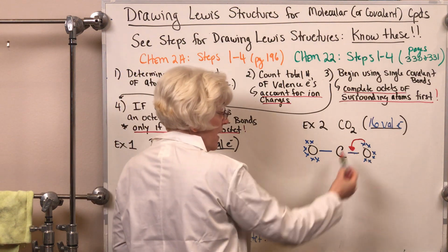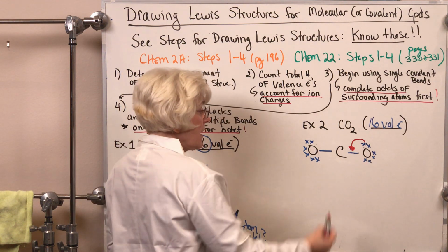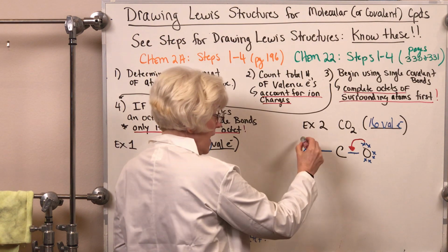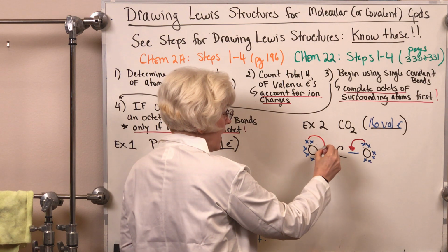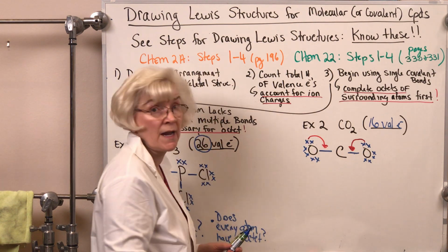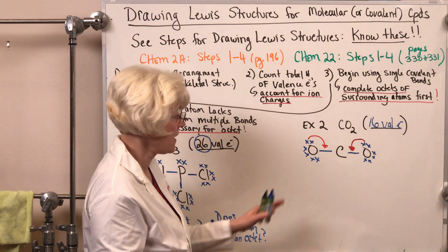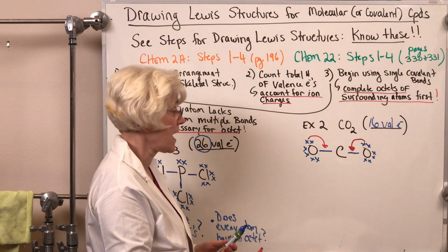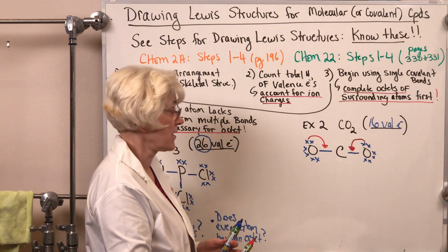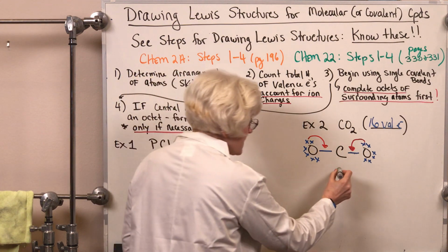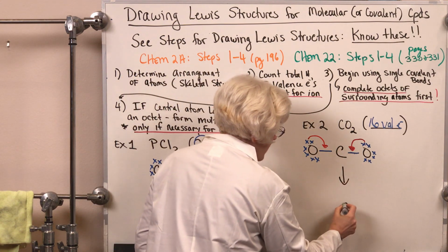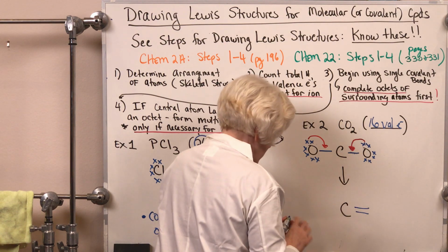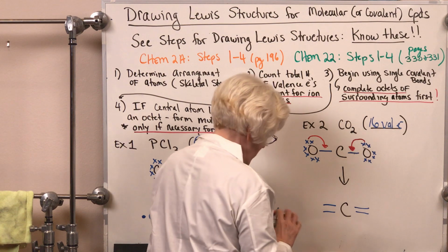So I could form an additional bond here, but that would only give carbon a total of 6 electrons. I'm going to need to form 1 more bond to give carbon a total of 8 valence electrons, and symmetry suggests that each oxygen donates 1 unshared electron pair. So this gives us a final Lewis dot structure of this for carbon dioxide.